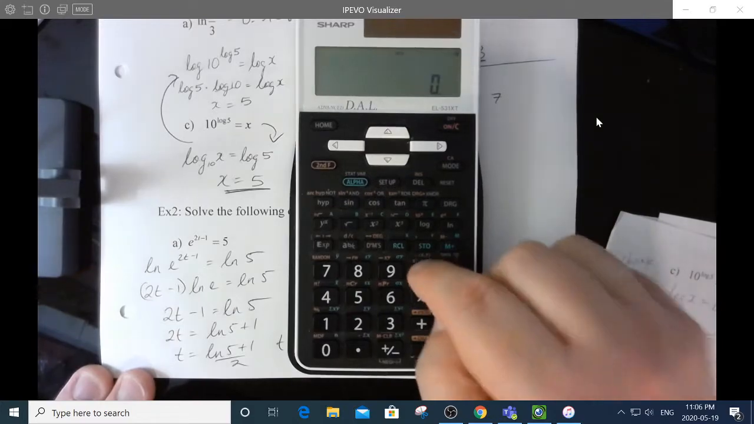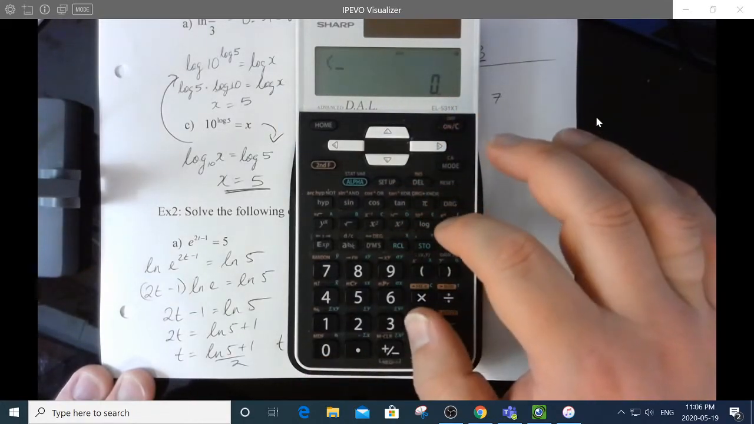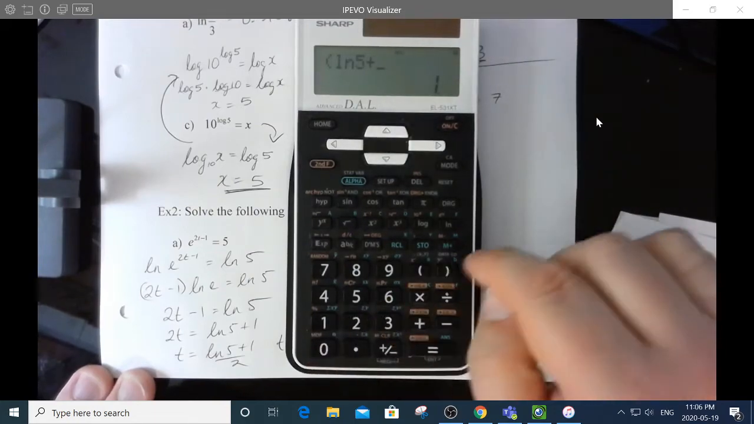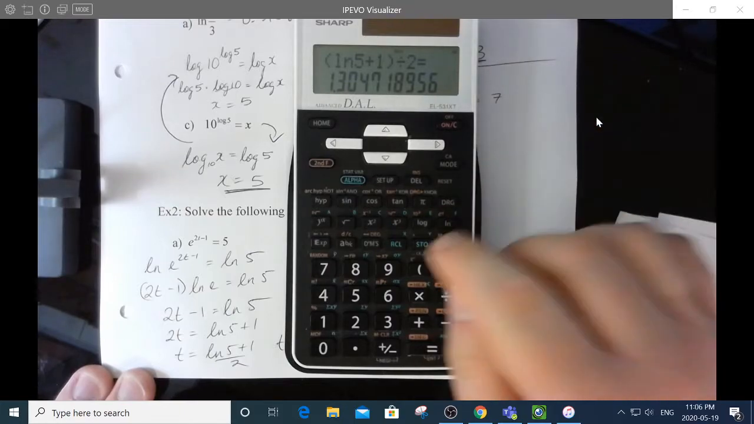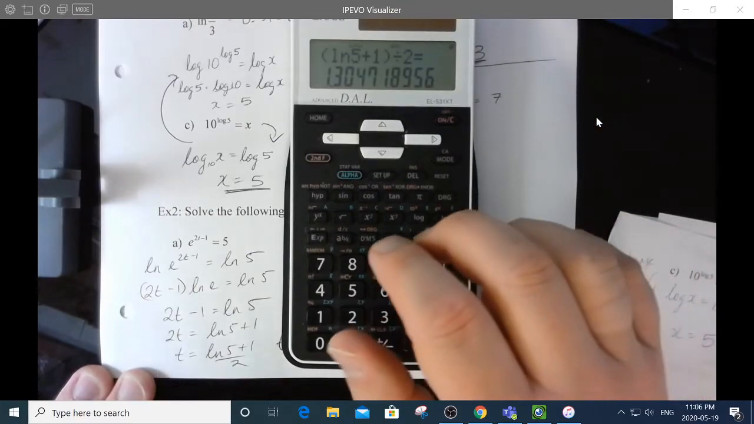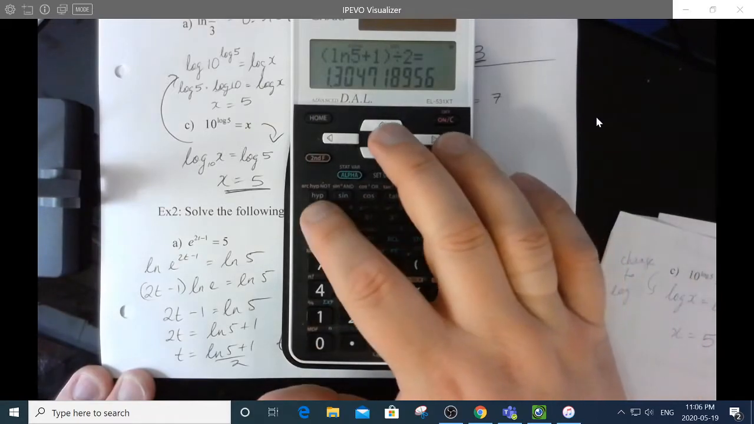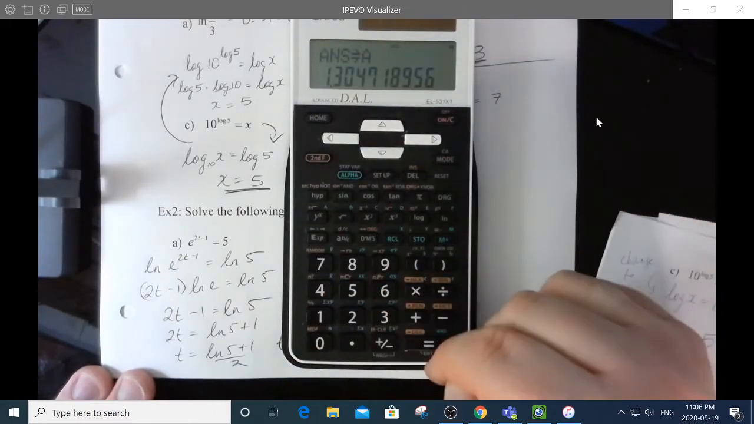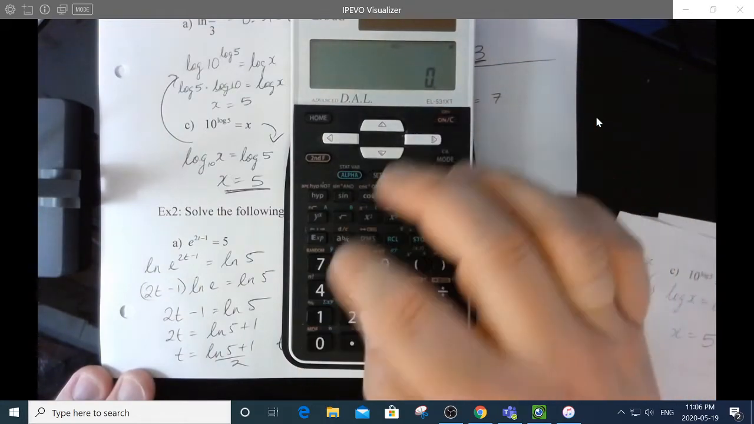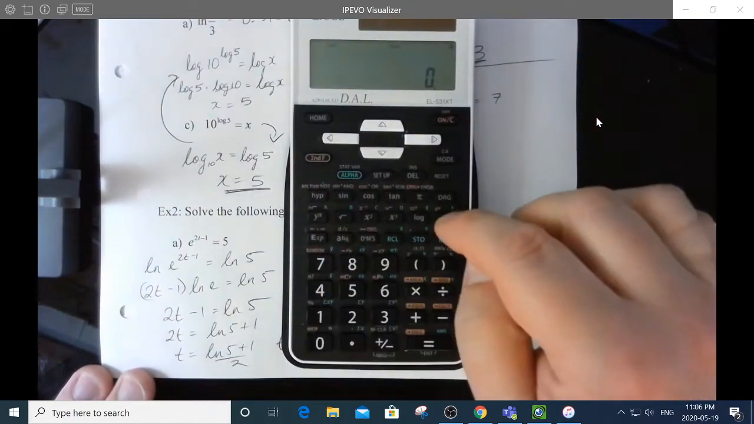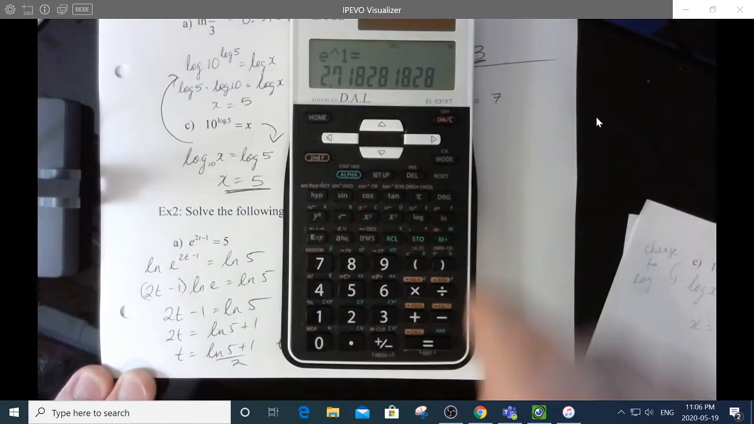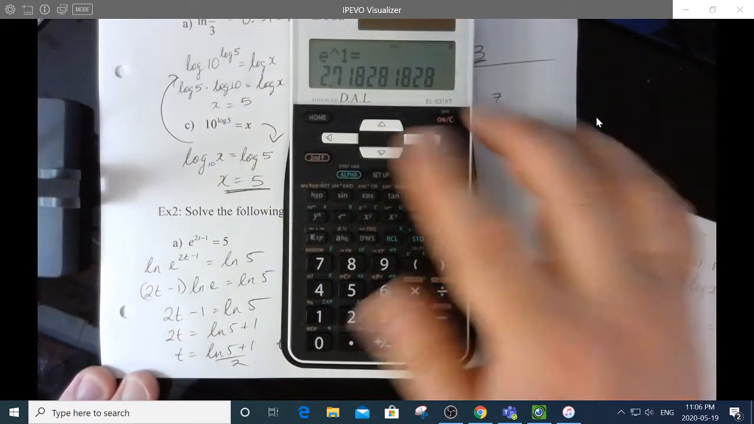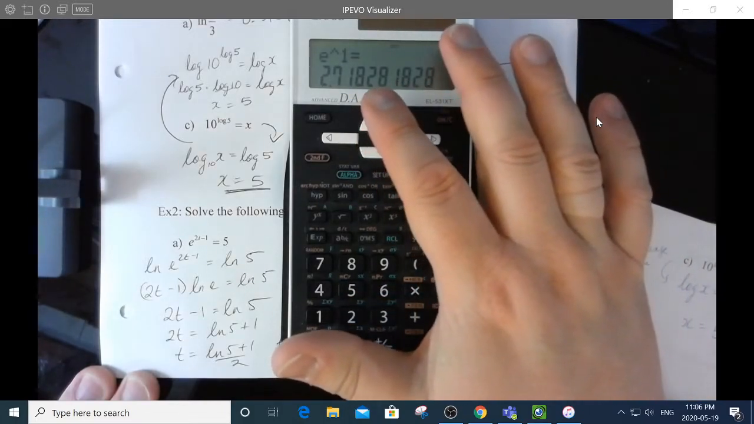So I'm going to go back to the old last calculation. Sorry, I should have thought of that ahead of time. The ln of 5 plus 1, close brackets, divide by 2. Okay, there it is, that number, 1.3 and change. So I'm going to store that in memory A. Okay, so there we go. So now I'm going to go get E. So there's E. Okay, so this number E to the power of 2 times the thing in my memory minus 1.